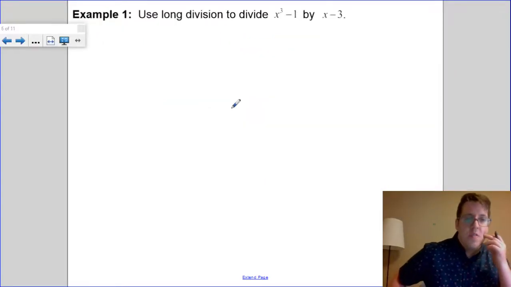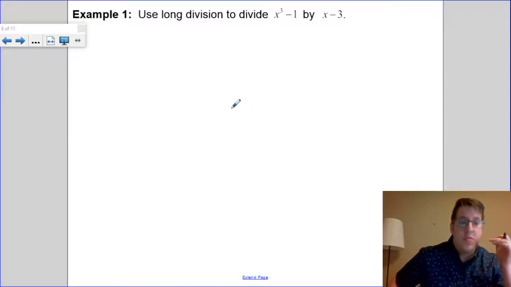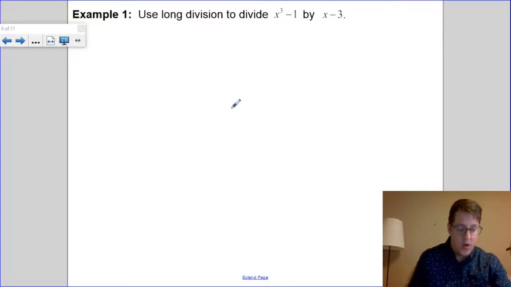Now, long division is much easier if you remember how to do long division, the 5th or 6th grade method. So I would recommend to you, if you haven't done that type of long division in a while, take a quick break and see if you remember how to do long division. It really helps with what we're doing here.